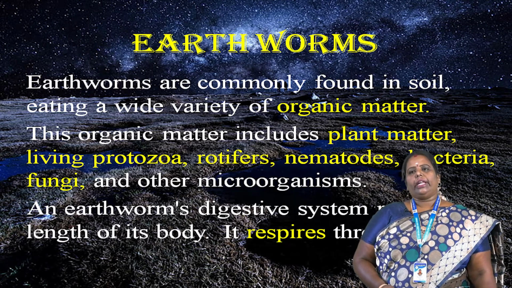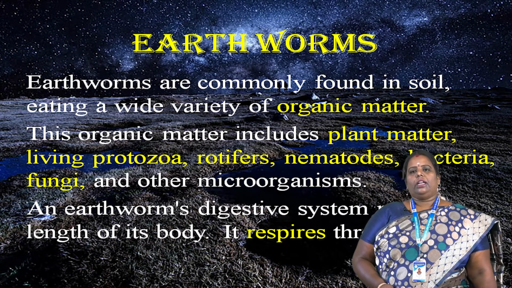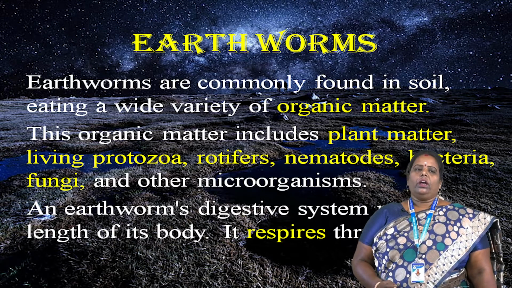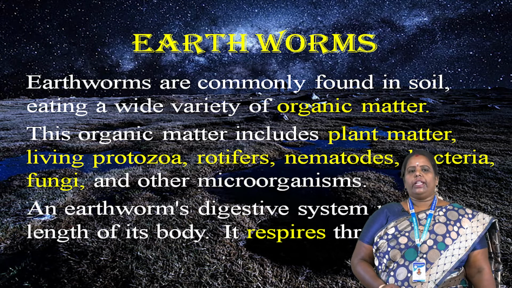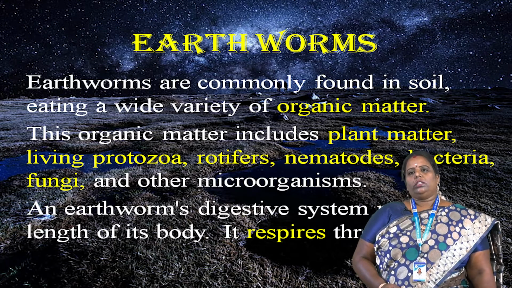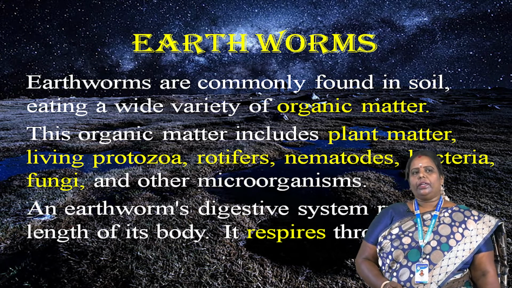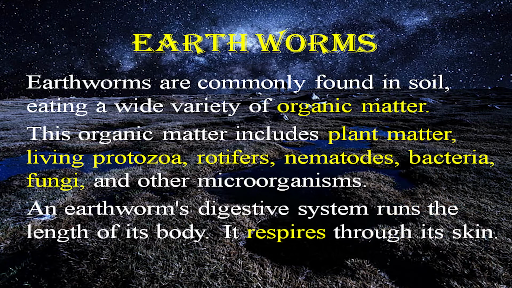In the earthworm, the digestive system runs the length of its body. Why do we mention that the digestive system is the length of the body? Because the digestive system is important to the earthworm. Animal matter and plant matter are fully digested in the internal structure of the body. So the digestive system is important, and it is a very peculiar system in the earthworm.